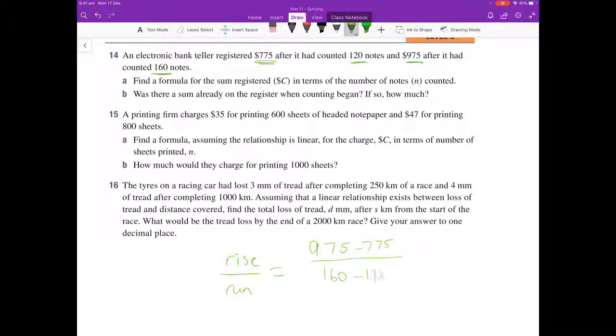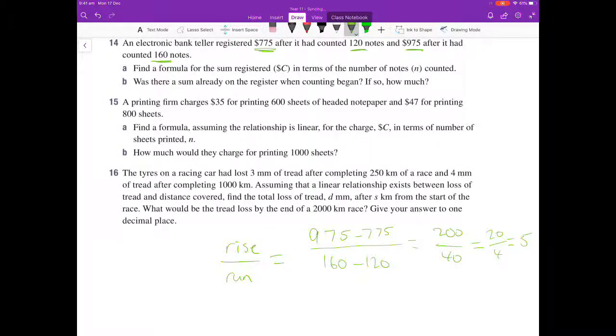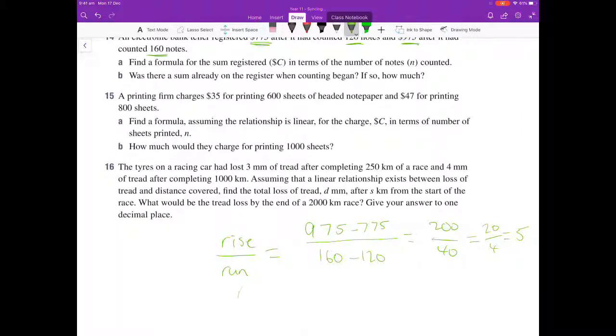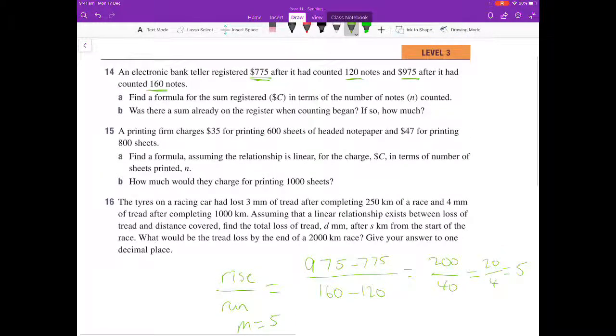Now the reason I put the cost on top there is because for the formula it's asking for C to be in terms of N, so we have C equals MN plus B. Alright, that simplifies down to 5, so we have the gradient of 5. And as I just said, we are going to use our normal formula, which is y equals mx plus b, but of course instead of our y and our x we should be using C and N.